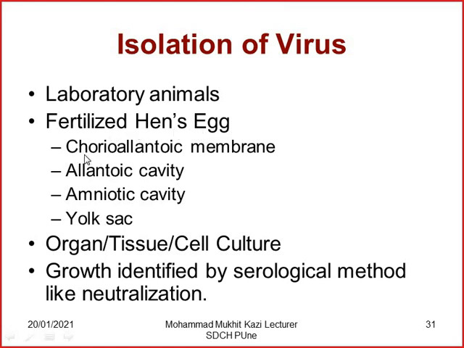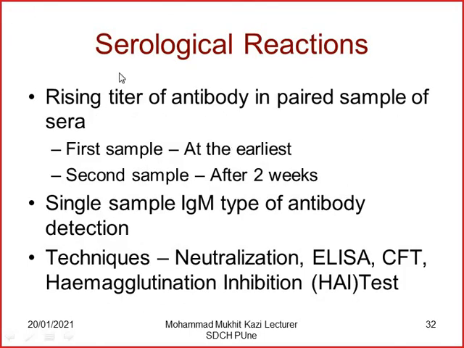And in the fertilized egg, you have the chorioallantoic membrane. In the first lecture, I showed you this diagram: allantoic cavity, amniotic cavity, yolk sac. So here you can cultivate different viruses in the fertilized egg. Or you can also use organs, tissues or cell cultures for the isolation of the viruses. Growth can be identified by serological methods like neutralization or ELISA.